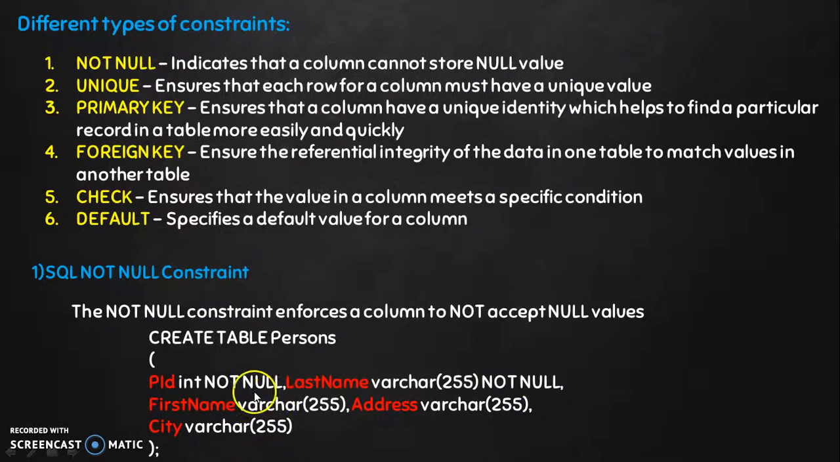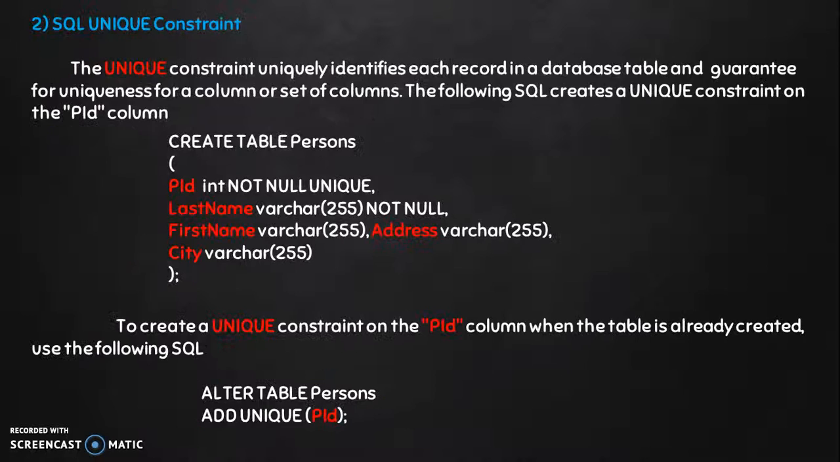That means during insertion of a record into the person table, we should not insert empty values for PID and last name, because we have mentioned them with the not null constraint. Whereas we can leave the first name, address, and city empty, because they are not specified with the not null constraint. When it comes to the unique constraint, it generally guarantees that a particular column does not contain any duplicate values.